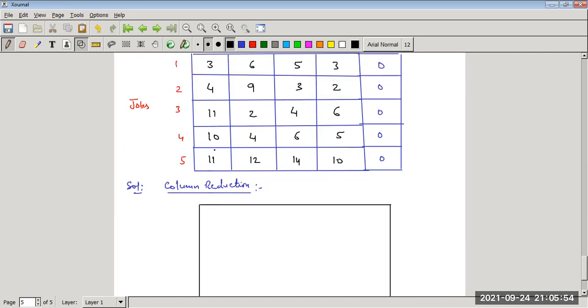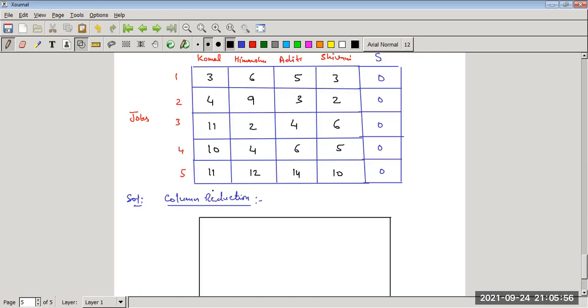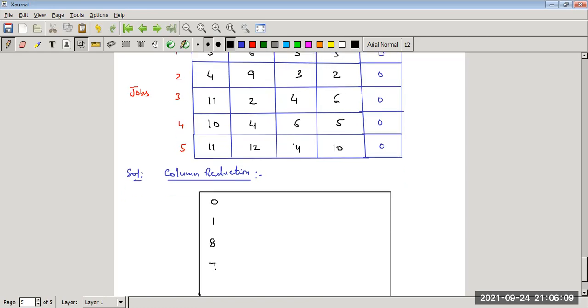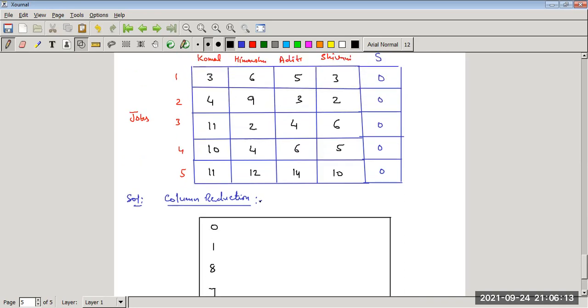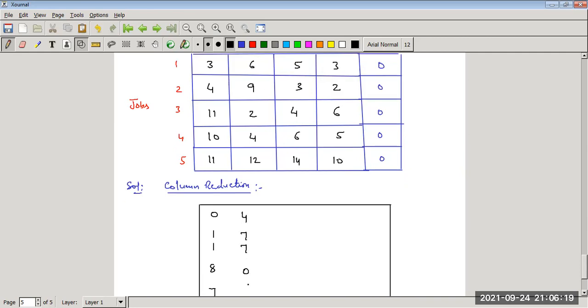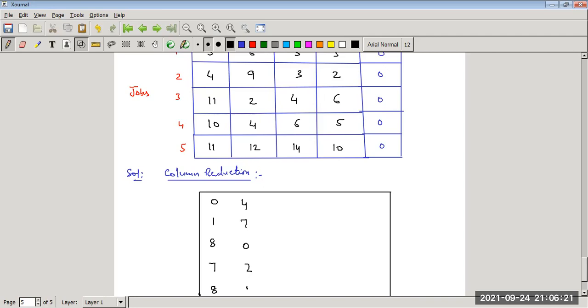In the first column, the minimum element is 3, so we subtract 3 from the first column. So 3 minus 3 is 0, 4 minus 3 is 1, 11 minus 3 is 8, 10 minus 3 is 7, 11 minus 3 is 8. In the second column, 2 is the minimum. So 6 minus 2 is 4, 7, 0, 2, and 10.